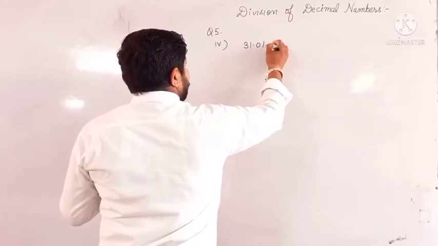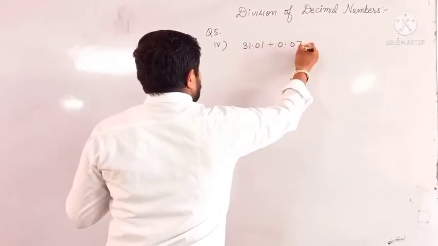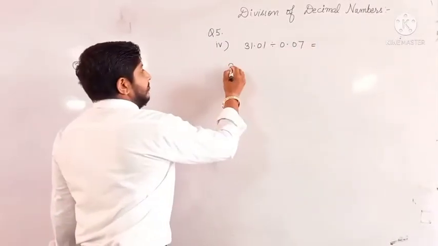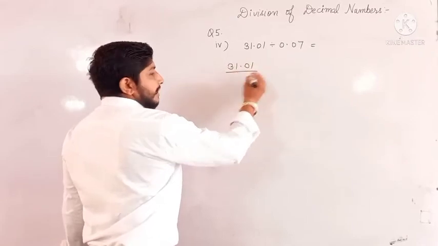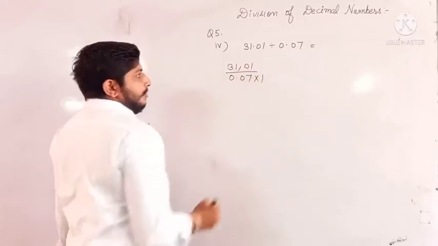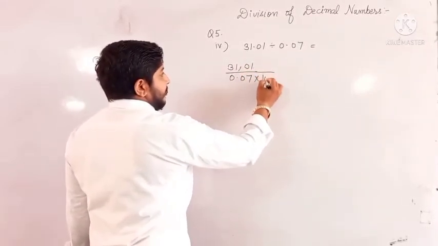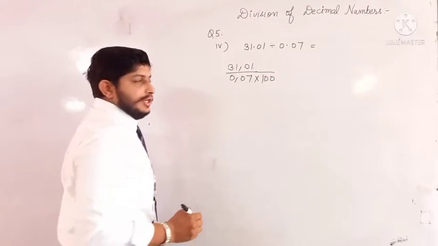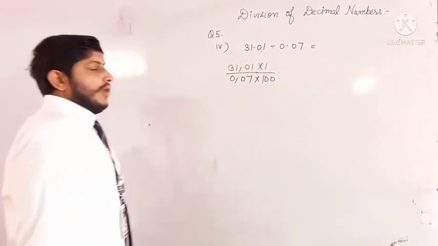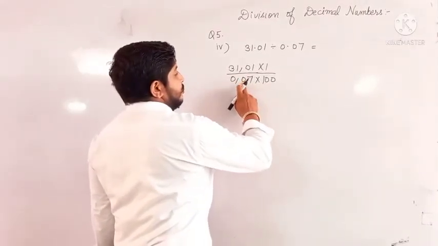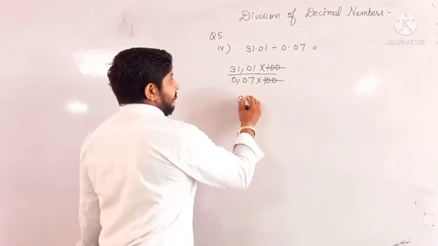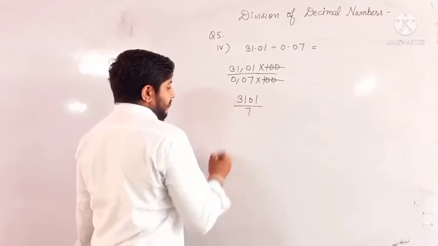31.01 divided by 0.07. Okay, then how do you divide? You write 31.01 divided by 0.07. To remove this decimal, we put a 1 in the numerator and thereafter 2 zeros. To remove the decimal from the denominator, we write 1 in the numerator, beta. And after the decimal, how many digits? 2 digits. So we put a pair of 0s. 100 cancels by 100. It means 3101 divided by 7. You divide it, beta.